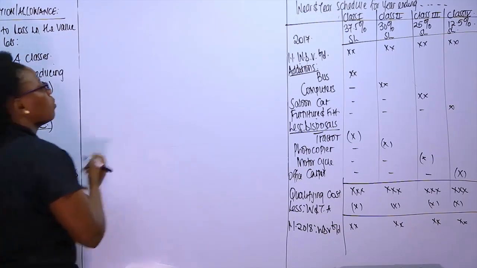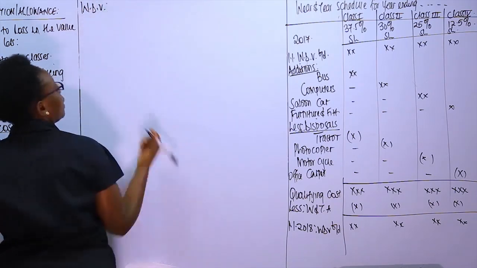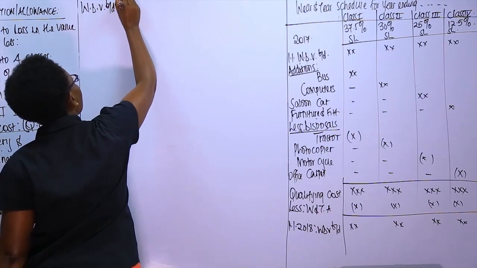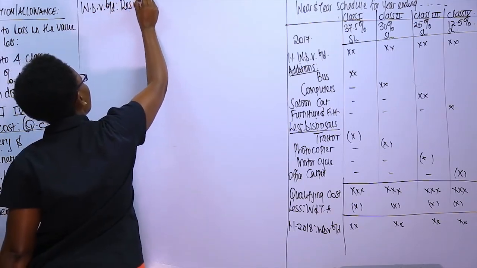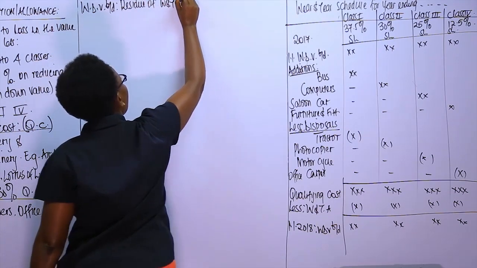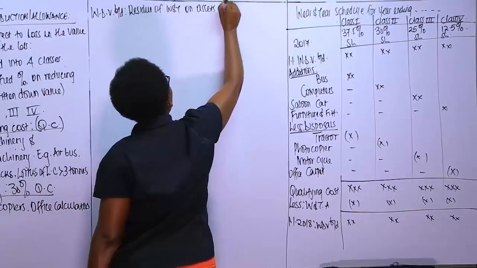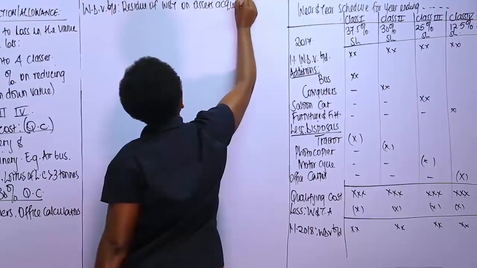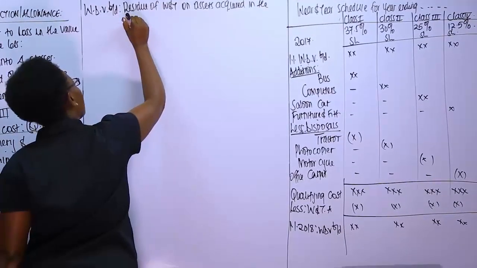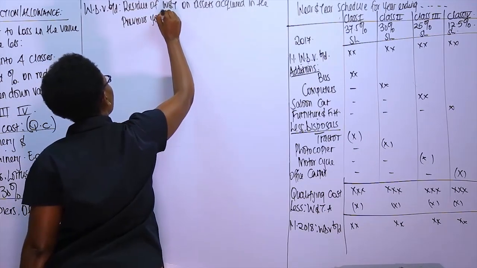Then we start from the written down value. We've explained earlier, this brought down, this is the residue of wear and tear on assets acquired in the previous years. Not yet claimed.